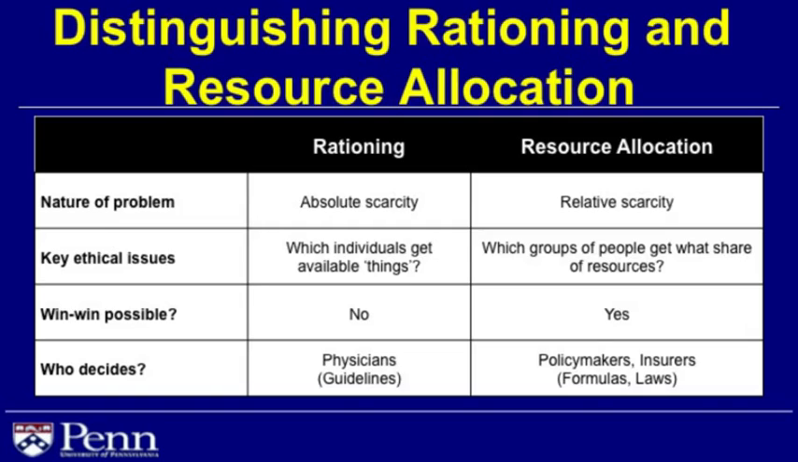Who decides? Well, typically in the rationing situation, you can have physicians or you can have guidelines. In the resource allocation decision, this is typically done by policymakers or insurers. They formulate laws, regulations, and whatever the policies are to allocate the resources to individuals.